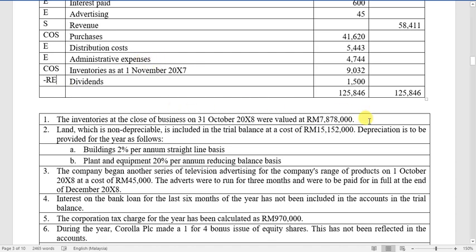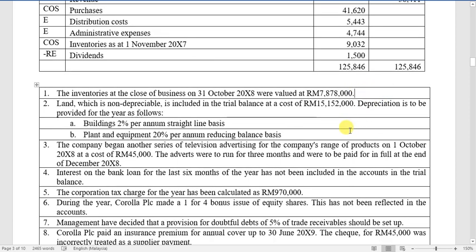Okay. Now look at here. Closing inventory. This is question 3. Hello class, are you with me? Yes. Okay. Closing inventory 787. This one no adjustment. You just need to put into your income statement and financial positions. Are you okay? Right. Next.